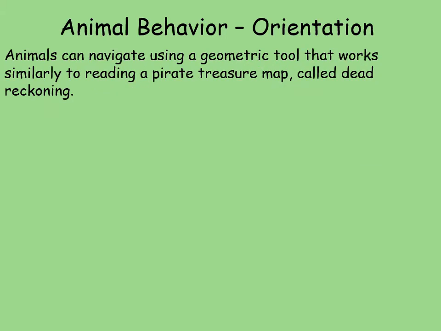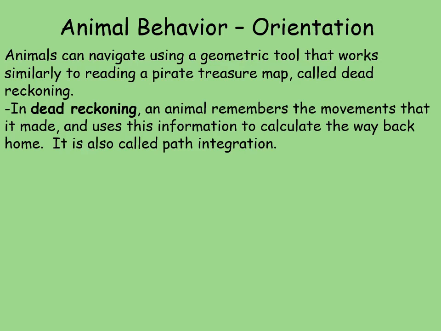So animals can also navigate using a geometric tool that works similarly to if you were reading a pirate treasure map, and this is called dead reckoning. So in dead reckoning, let's say that the animal leaves their home and goes on a trip. They remember the movements, the path that they took to get away from their home. And so they use that information of their movements to calculate the way back. This is also called path integration. And it's kind of a difficult mathematical skill to do this.